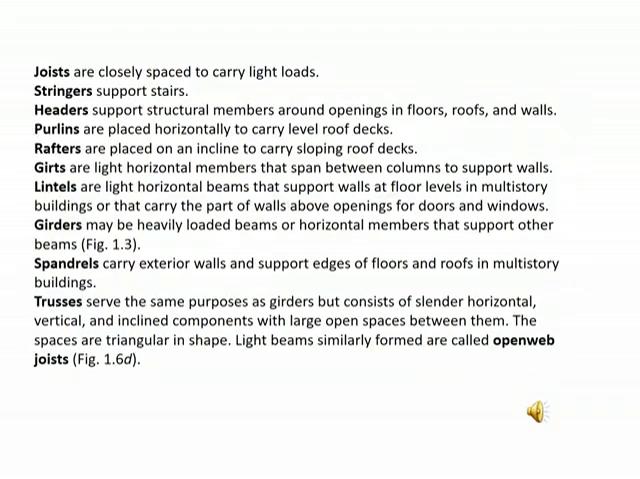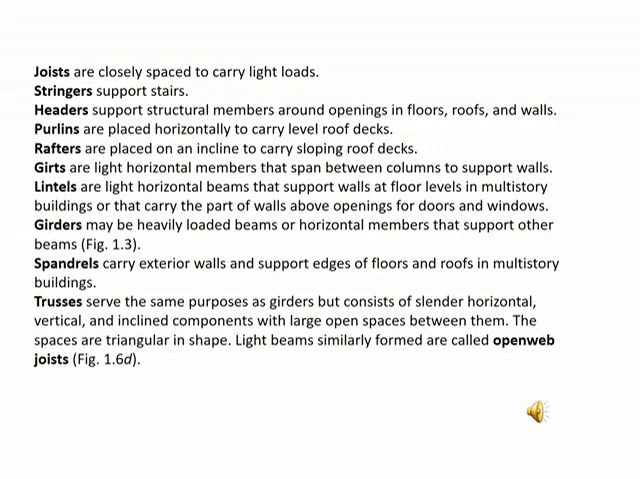Joists are closely spaced to carry the light loads. Stringers support the spaces. Headers are the structural members around openings in floors, roofs and walls, so the openings in roofs, walls and floors are supported by headers. Purlins are placed horizontally to carry the level of the roof deck, so all the roofs are supported by purlins. Rafters are placed on an incline to carry the sloping roof decks.